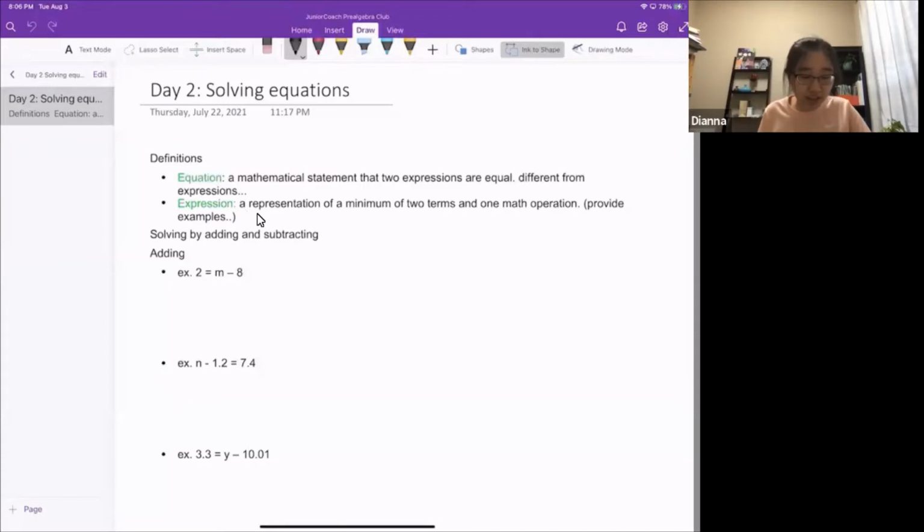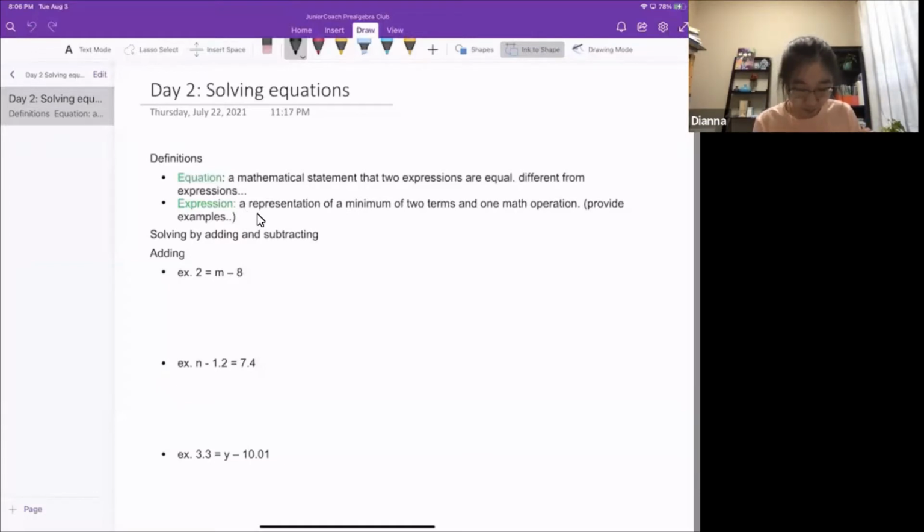So yesterday we worked on solving or simplifying expressions, right? We kind of went over the different properties and then how to combine like terms and whatnot. So we're kind of going to put that to use today when we solve equations.